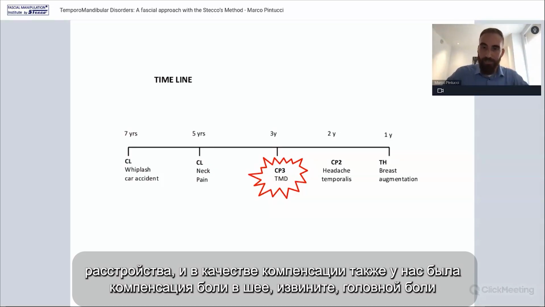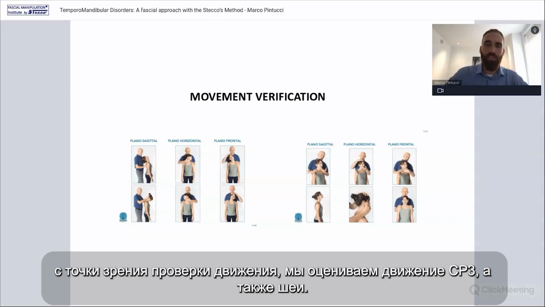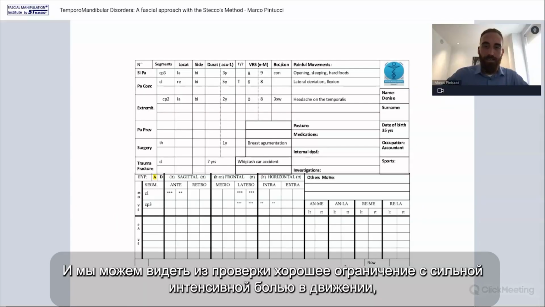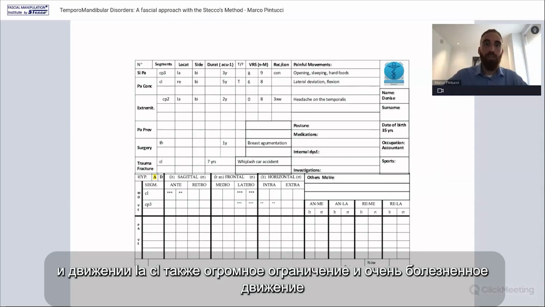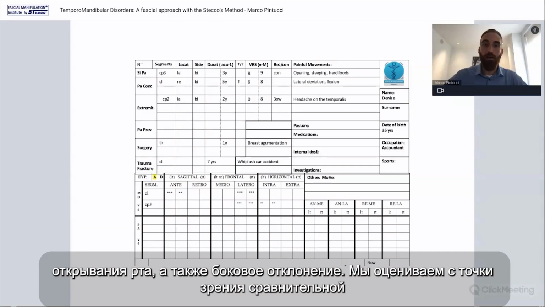And then the appearance of temporomandibular disorder, and as a further compensation we had the neck pain and the headache. In terms of movement verification, we evaluate the movement of the CP3 and also the neck. We can see from the movement verification a good limitation with strong, intense pain in the movement of flexion of the neck, antecollo, and also in the lateral flexion of the neck, lateral collo. Also, huge limitation and very painful movement of opening of the mouth and also the lateral deviation.